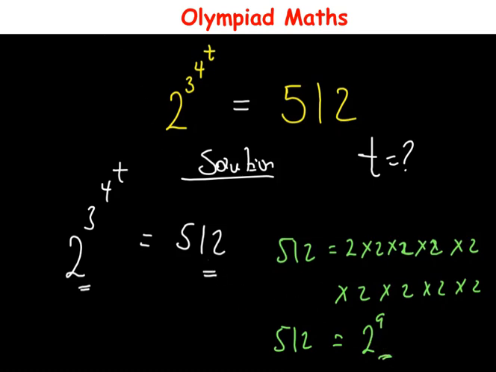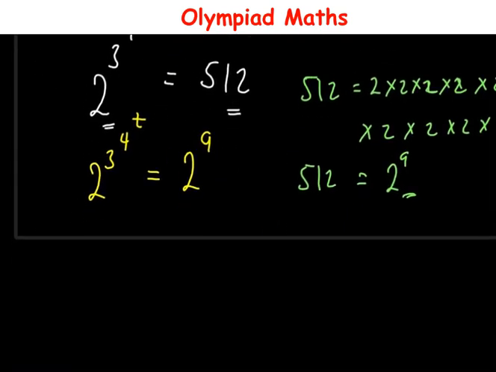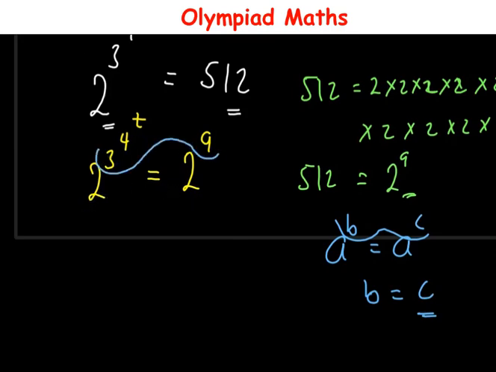So, therefore, this then becomes 2 raised to power 3 raised to power 4 raised to power t is equal to 2 raised to power 9 to replace 512. So from here, working with this rule that if you have a raised to power b equals a raised to power c, since the bases are equal, compare the exponent, b is equal to c. So right here, since we have the same base 2, compare the exponent, shows that this then becomes 3 raised to power 4 raised to power t is equal to 9.